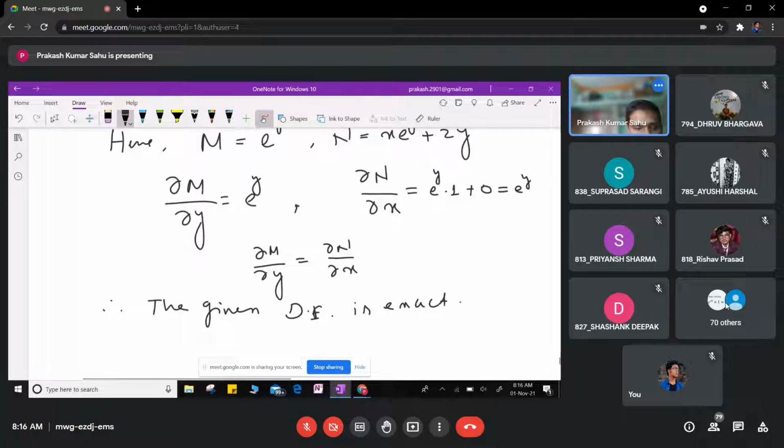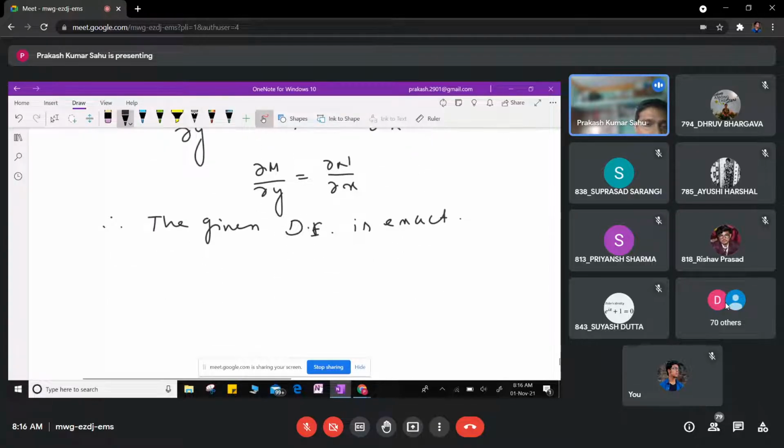Understood? Sir, the question is how to find the solution of a differential equation which is exact. If the differential equation is exact, then how to find the solution? Got it? So let us see.